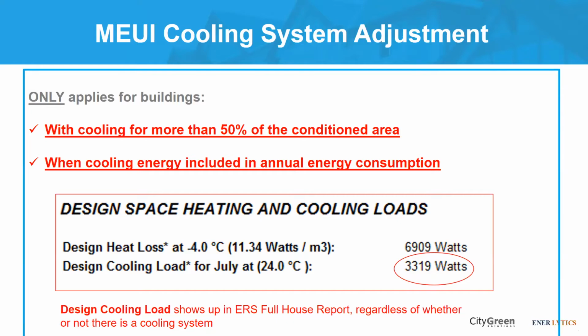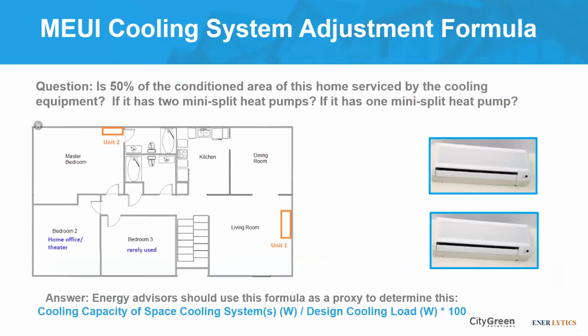So the cooling adjustment within the MEUI metric cannot be applied unless there actually is a cooling system within the home. So how do we determine whether 50% of the conditioned area of this home is serviced by cooling? In this particular example, it demonstrates this.